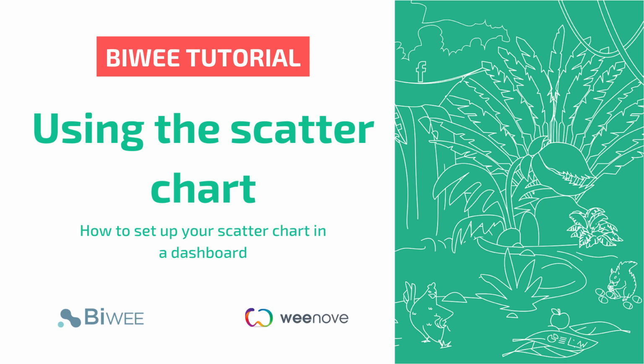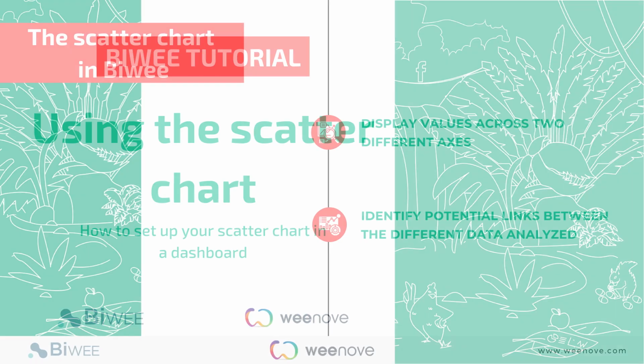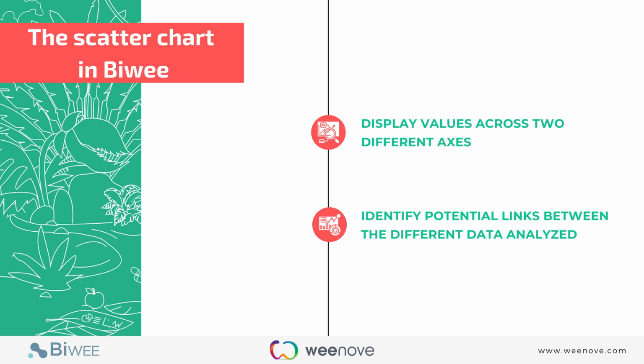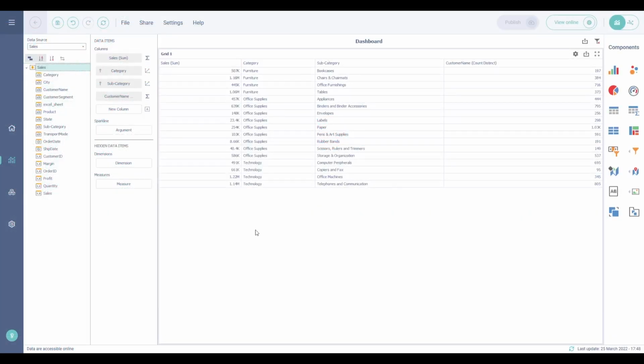In this video, you will see how to set up your scatter chart. Scatter charts are used to display values across two different axes. They can be useful to identify potential links between the different data analyzed. To add a scatter chart, click on this icon in the component area.